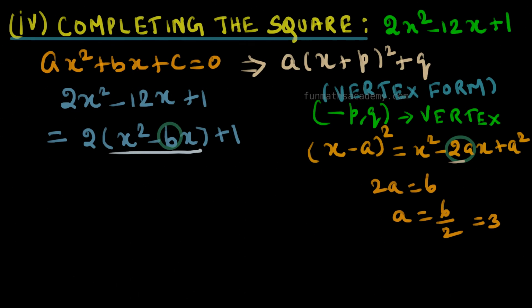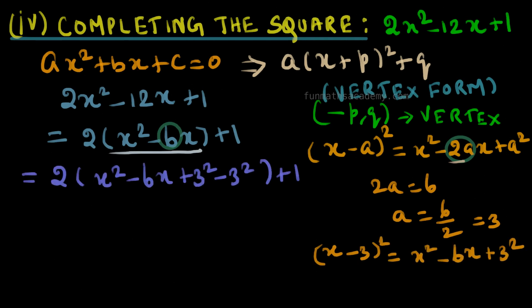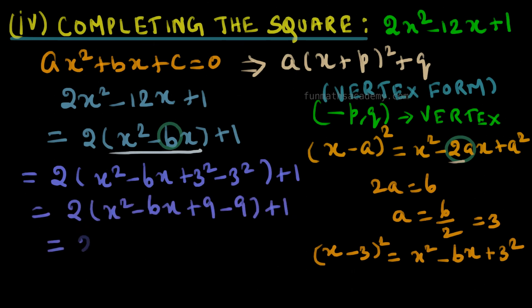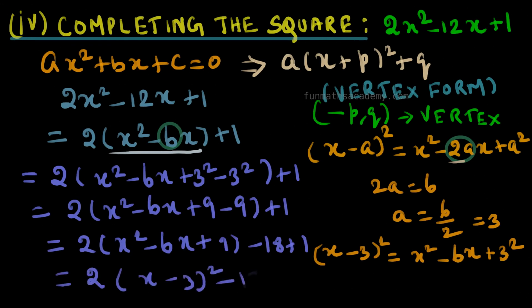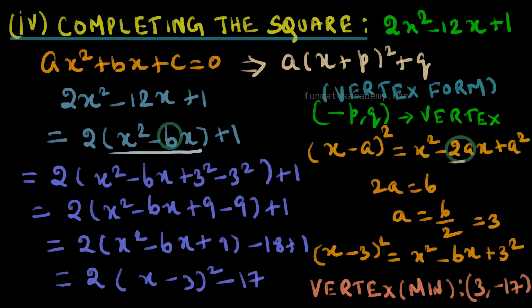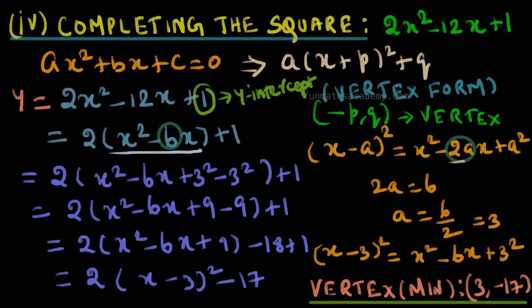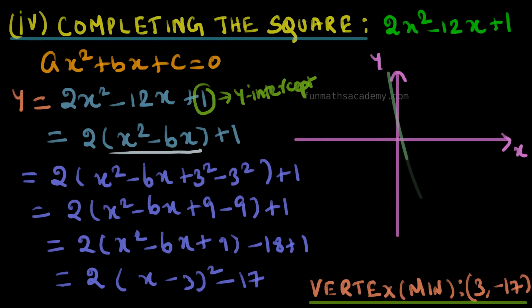Now we see that we can simply find the value of a by just dividing the coefficient of x by 2. As we are supposed to write it in the form x minus 3 the whole square, we are going to add and subtract 3 square by multiplying minus 9 by 2 and pulling it out of the braces, and by adding it to 1, we get minus 17, which is the vertex form. We get vertex to be the minimum point, that is 3 comma minus 17. By equating the quadratic equation to y, we get y-intercept as 1. Also, as we have the vertex of the equation, we can easily plot the graph.